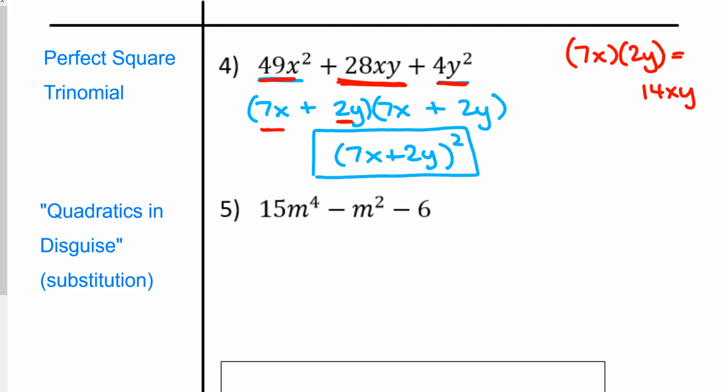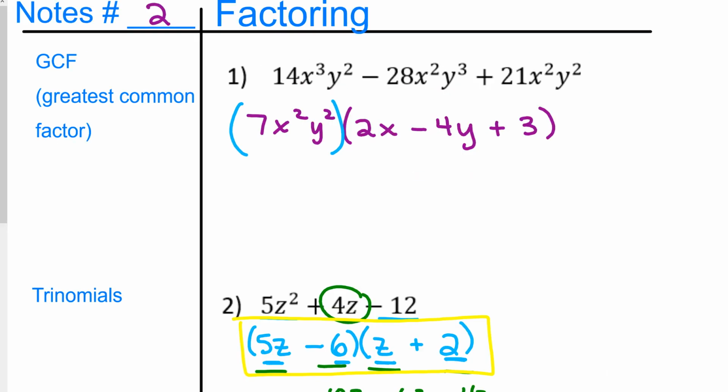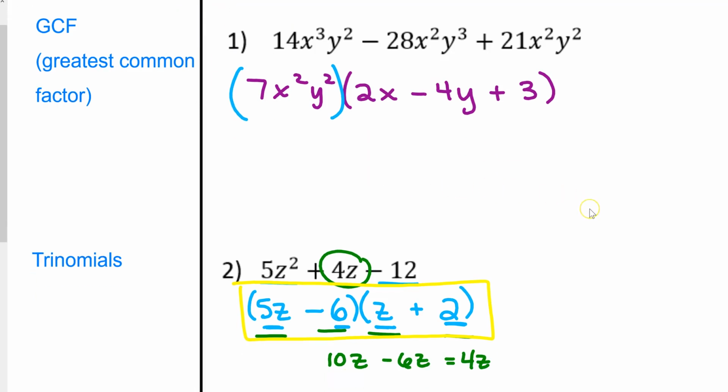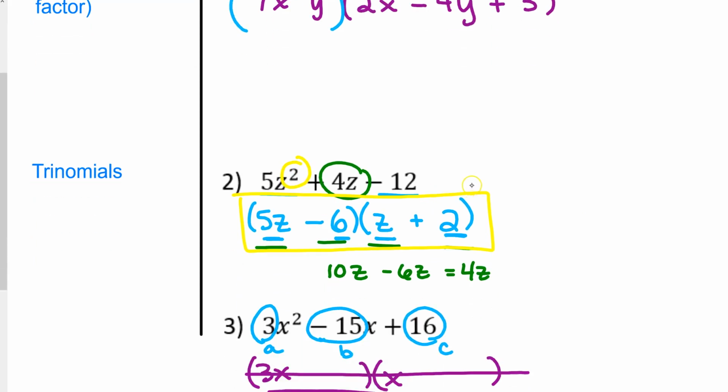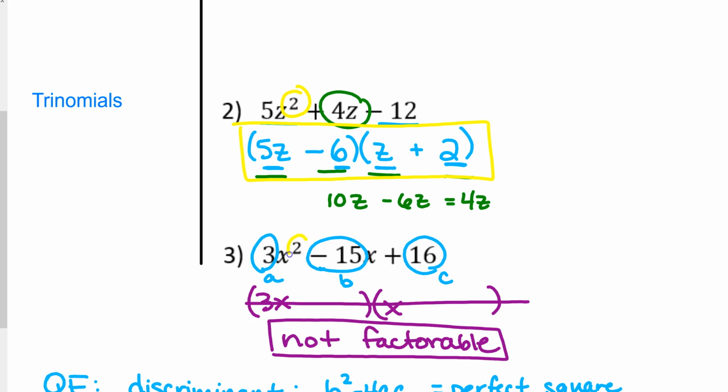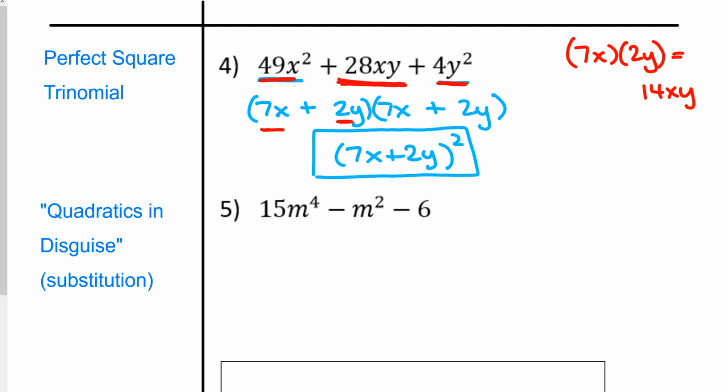15m to the 4th minus m squared minus 6. Do you notice how that kind of looks like a quadratic expression? If we go back to problem number 2, that was a quadratic because it was to the 2nd power. That was the highest exponent. Or problem number 3, it was quadratic because, again, 2 was the highest exponent. And the way we factored was we broke it up into 2 binomials. Well, this problem is not a quadratic because the highest exponent is 4 instead of 2.